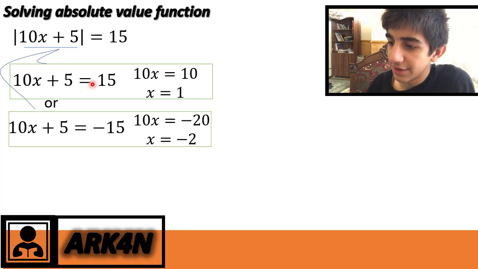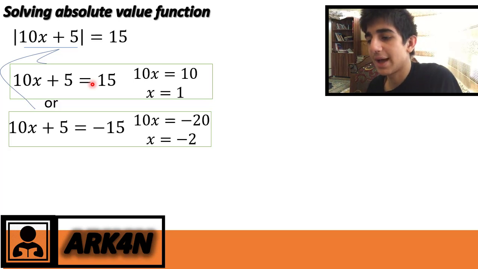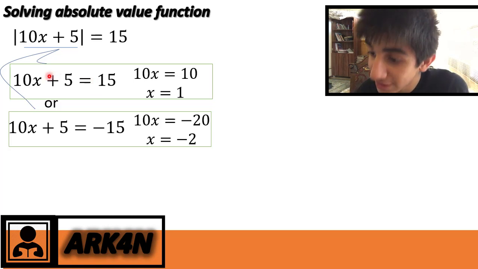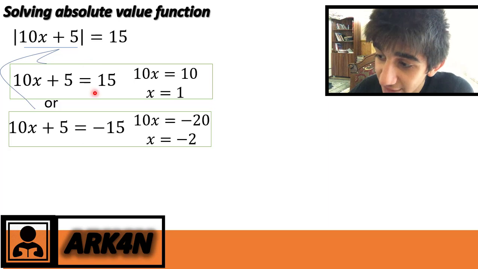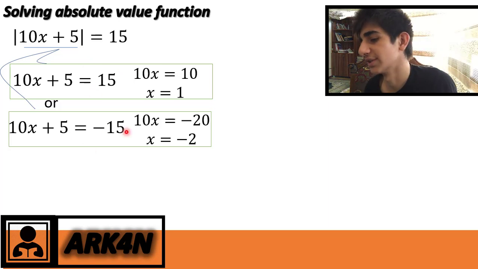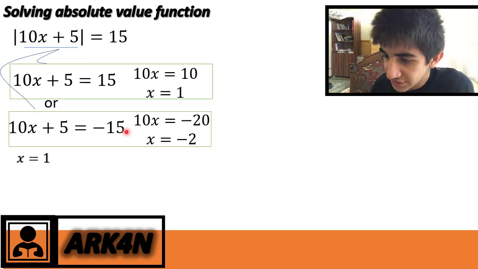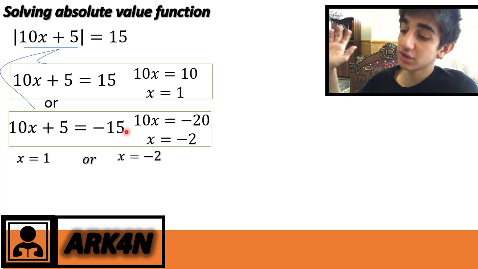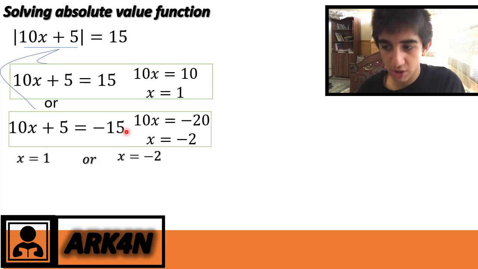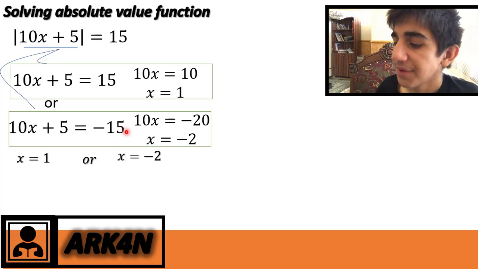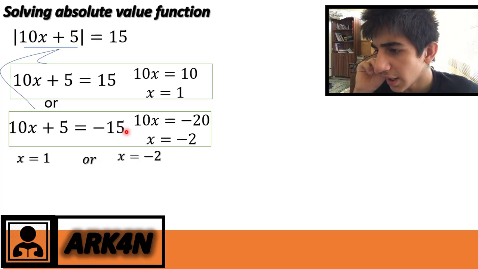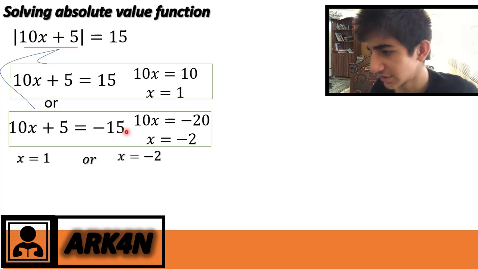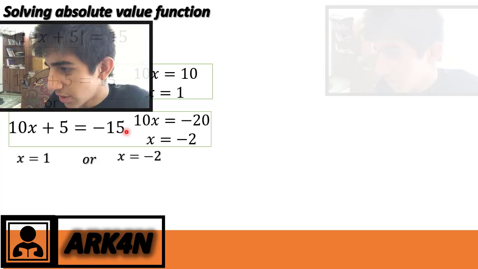Now this is just a simple absolute value equation. I just want to show the logic of it. If you get why we can divide it into two parts, it's super simple, and then you can do all of them. So the answer is x equals 1 or x equals negative 2. This was just a simple one. Let's go and solve one more.